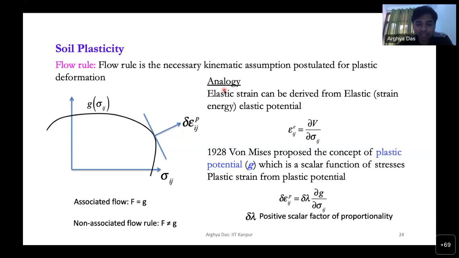The analogy is that, let us say I have a stress-strain plot, and the area under the stress-strain plot is nothing but your strain energy. If you take a derivative of that strain energy with respect to stresses, you will essentially get the strain out of it. But this analogy is valid for the elastic condition. If I have the elastic strain energy, I can take a derivative with respect to stress to get the elastic strain. Now, in 1928, von Mises, the same von Mises criteria we talked about, came up with a similar analogy: similar to the elastic potential, we may have a surface known as the plastic potential, or in more advanced constitutive modeling, dissipation potentials are also possible.